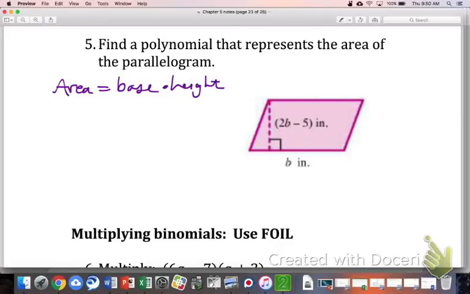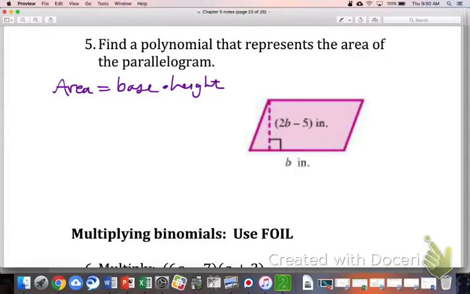So armed with that information, if you guys would, please find a polynomial that represents the area of that parallelogram. Right there, the height is labeled 2b minus 5 inches, and the base is labeled b inches. Take a minute, work that one through. And if you were successful with the video, this should go pretty well. Give it a try.